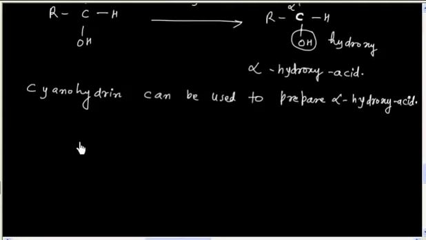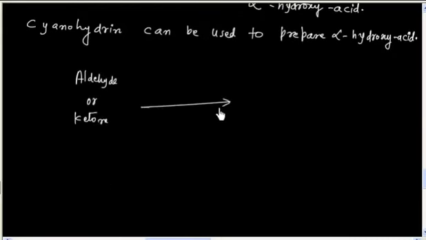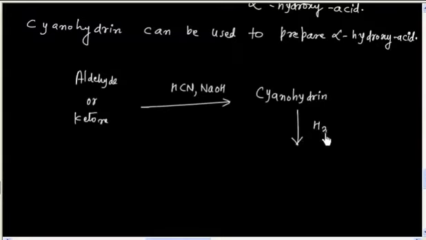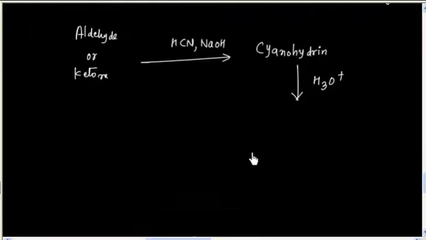So if I have an aldehyde or ketone, we can react this with HCN in the presence of a small amount of base to give cyanohydrin. And this can be hydrolyzed to give alpha hydroxy acid.